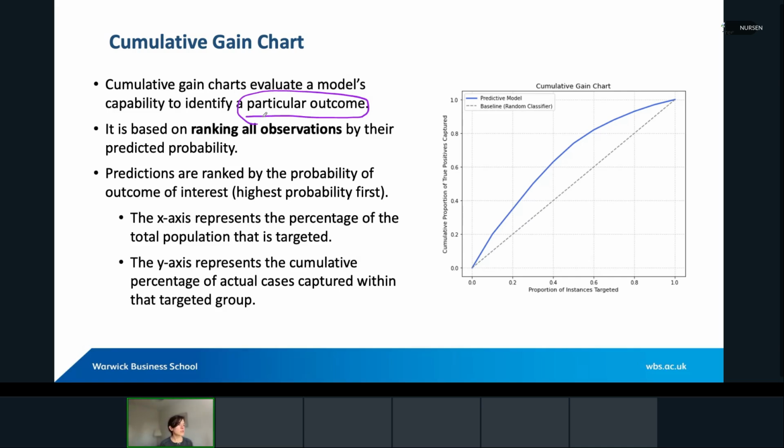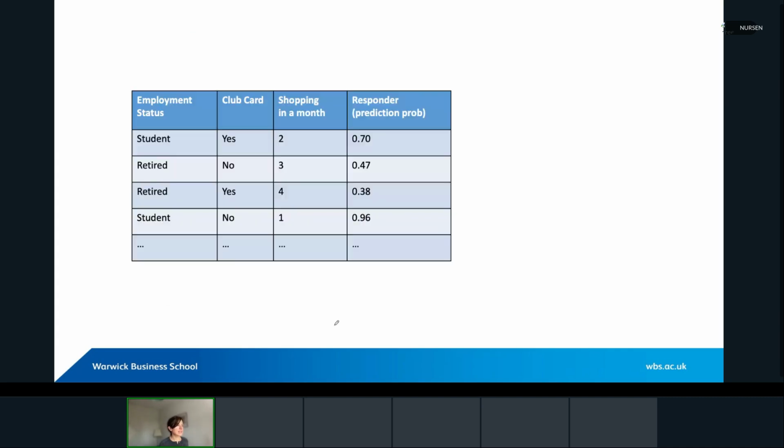So what we do is, we order the probabilities from highest to lowest, and then we use these probabilities to target the customers. So what do I mean? Let's say this is from the previous slides. The responder case, this is our prediction probabilities, and we order these probabilities from most likely to least likely.